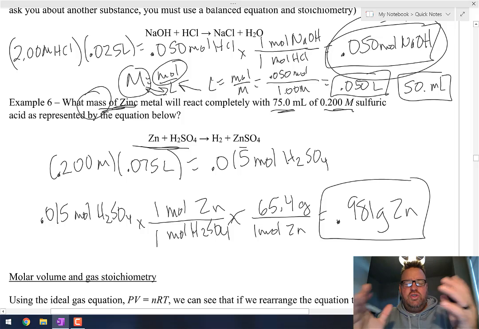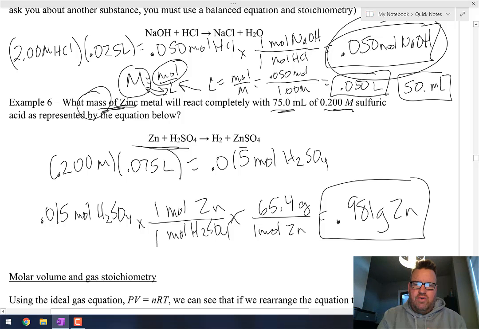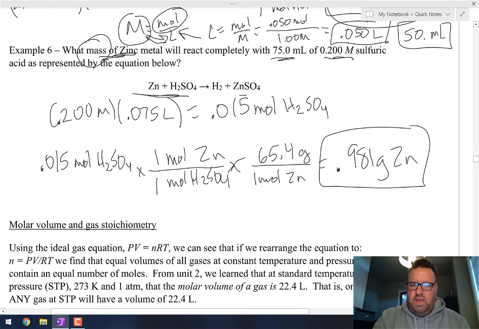So those are just some more examples of stoichiometry, really examples where you're using concentration and volume to find moles rather than using just grams to find moles. In our next video, we're going to look at some more examples, but we're also going to use gases, and we're going to use PV equals nRT.